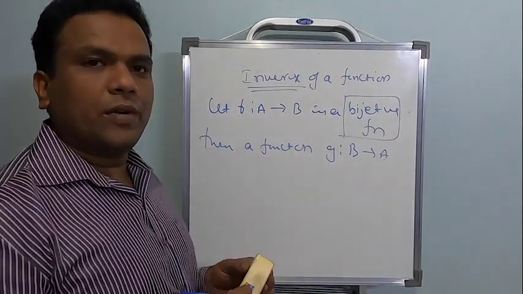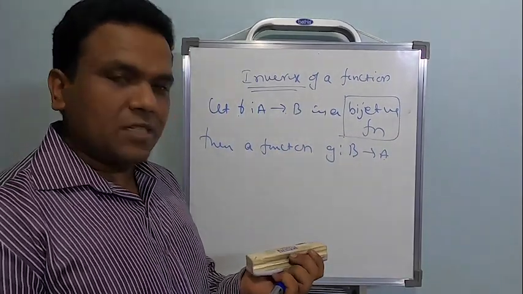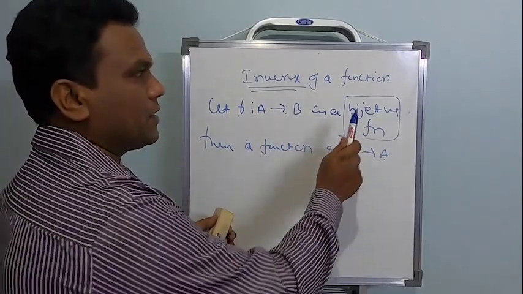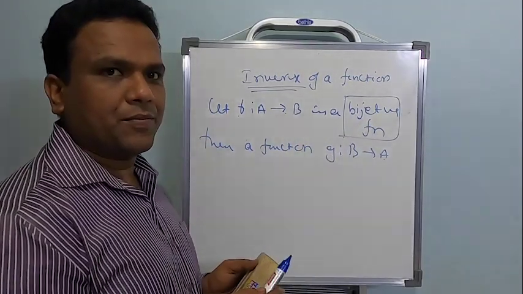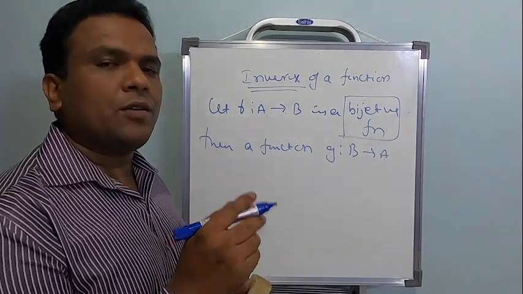Fine students, so we are done with the definition of inverse of a function. So inverse of a function will exist only if the given function is bijective. So it has to be a one-one function, it has to be an onto function.